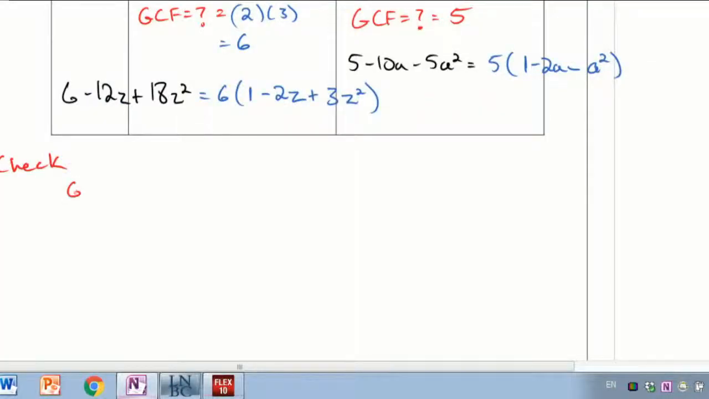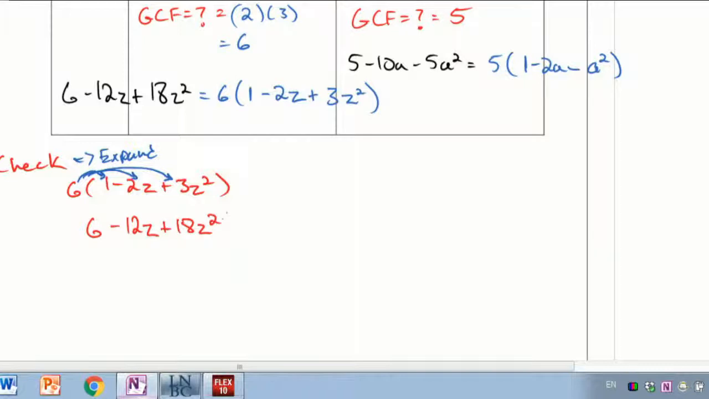So I have 6 times 1 minus 2z plus 3z squared. If I expand, I'm going to multiply the 6 by each term inside the bracket and see if I ended up at the same spot I started. So I end up with 6 times 1 is 6. 6 times negative 2 is negative 12. And then 6 times 3 is 18z squared. Is that what I started with? It looks like it is. So I know that I factored that correctly.